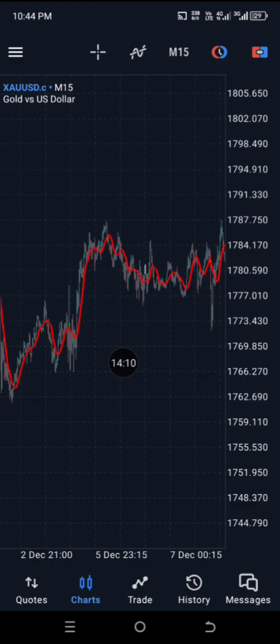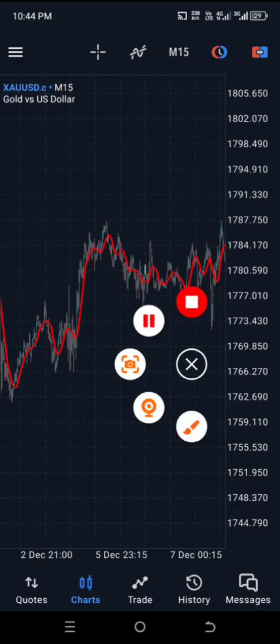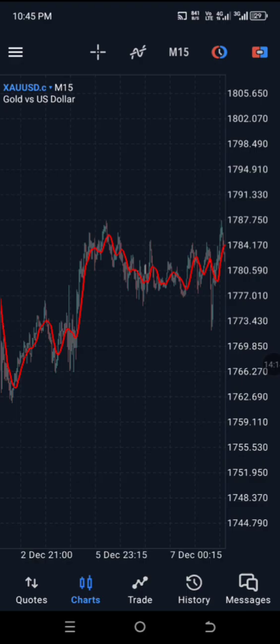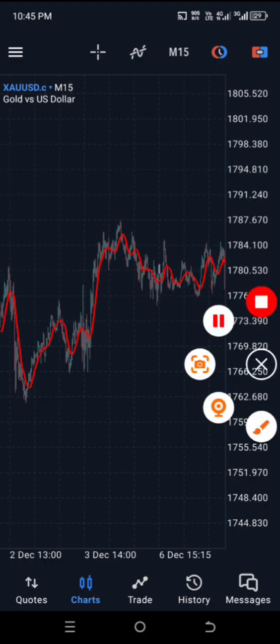Okay? However, note also that the scanner does not give parameters, as in stop loss and take profits. No, the scanner doesn't give that. It only gives you the entry price with which to execute your trades. So that is it. I hope this helps.